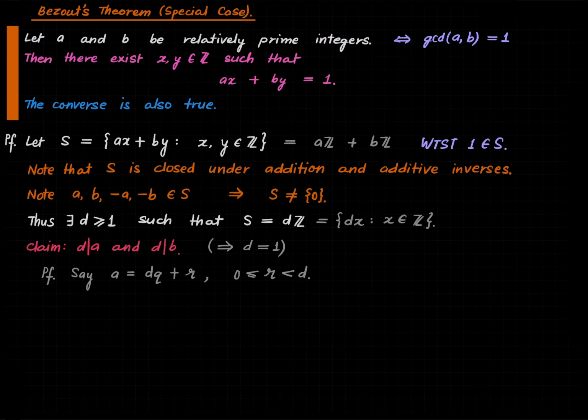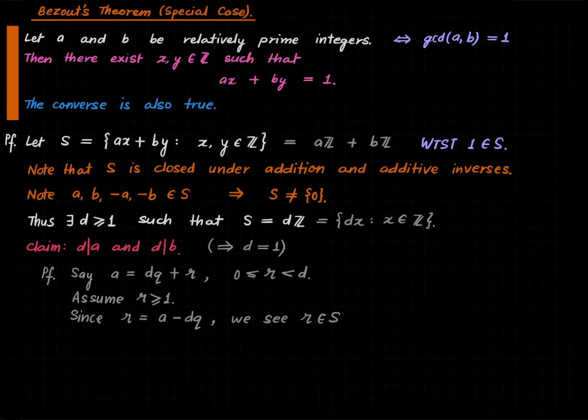And once more, if r is 0, then we are done. So assume r is at least 1, and we want to bring a contradiction. Right? Once we bring this contradiction, the proof will be over. So r is at least 1, and now note that since r is A minus dq, we see r is in S.